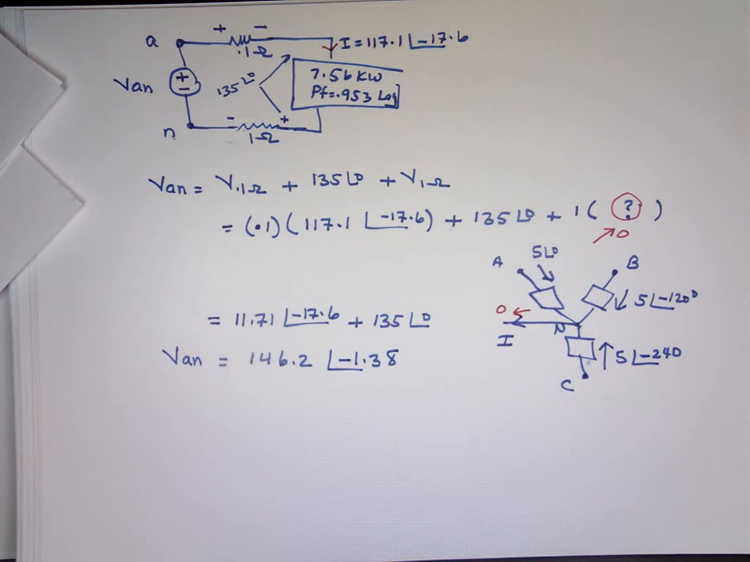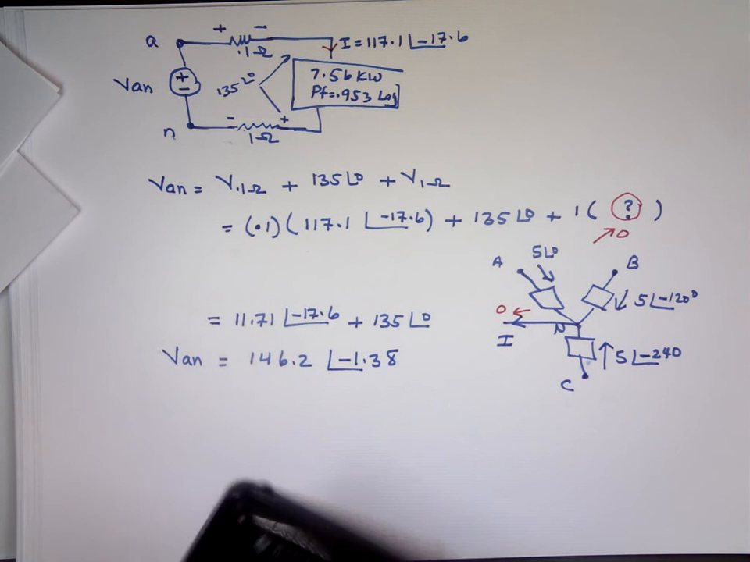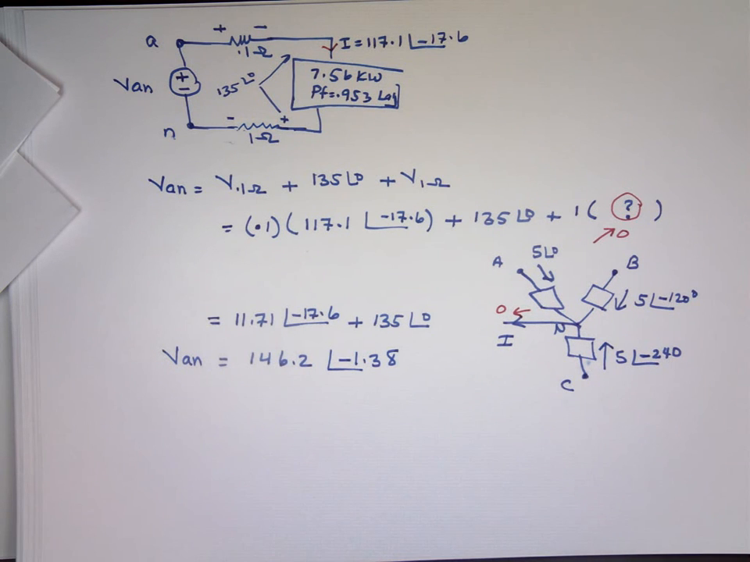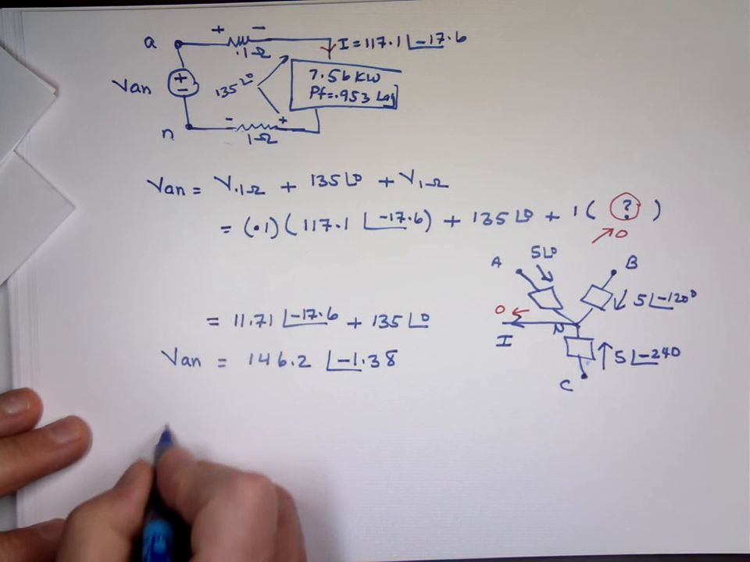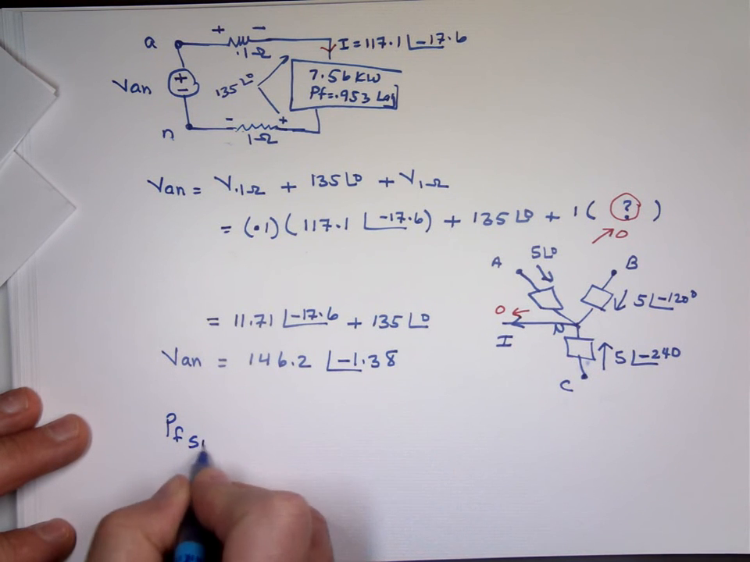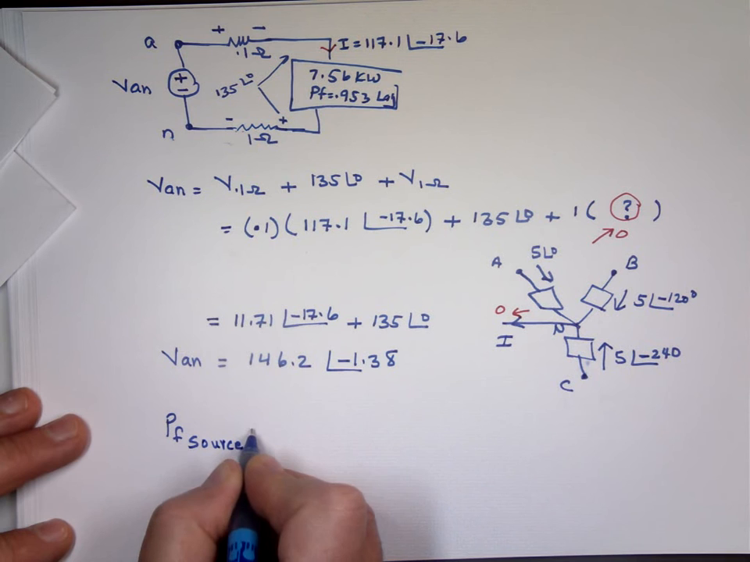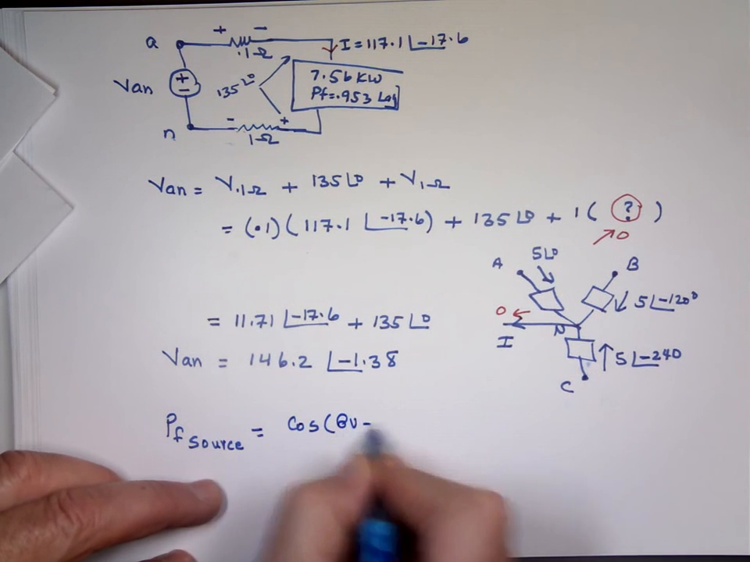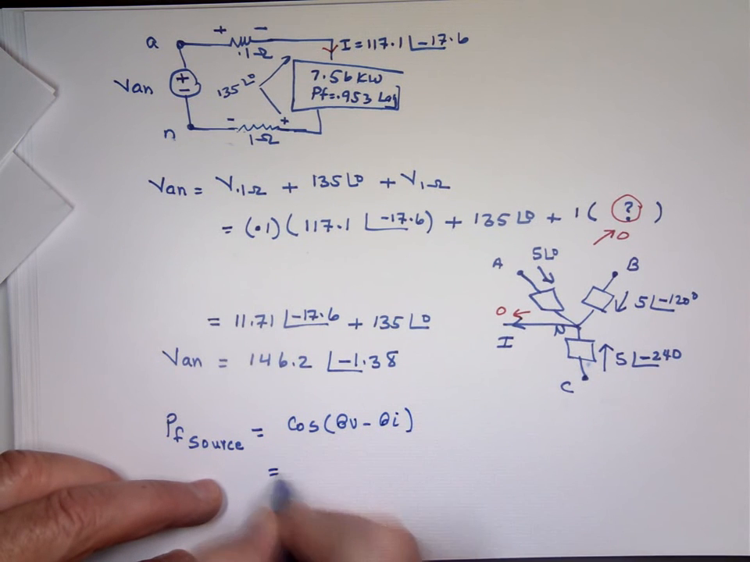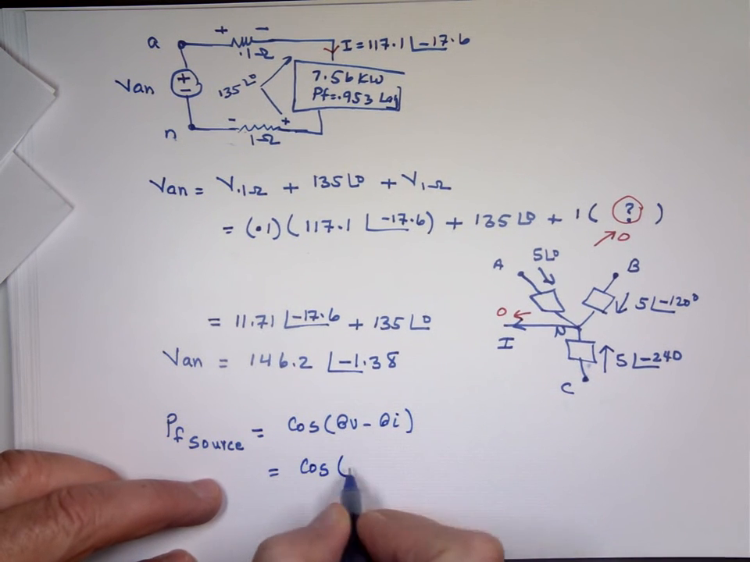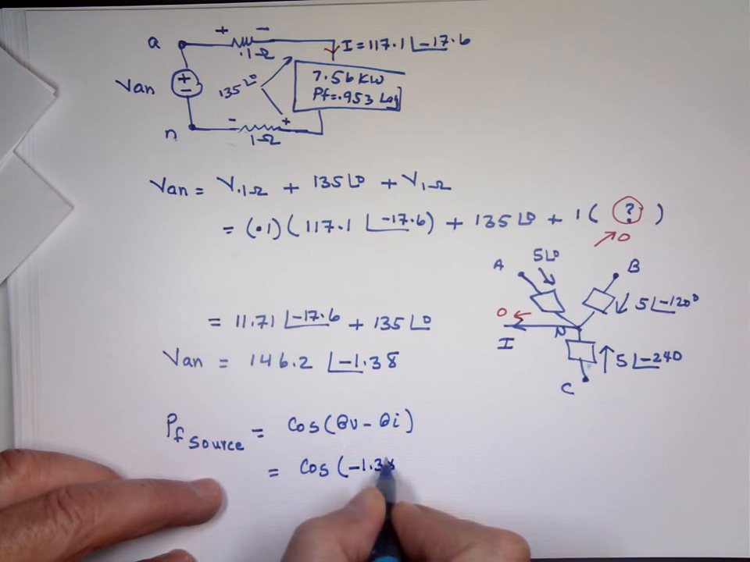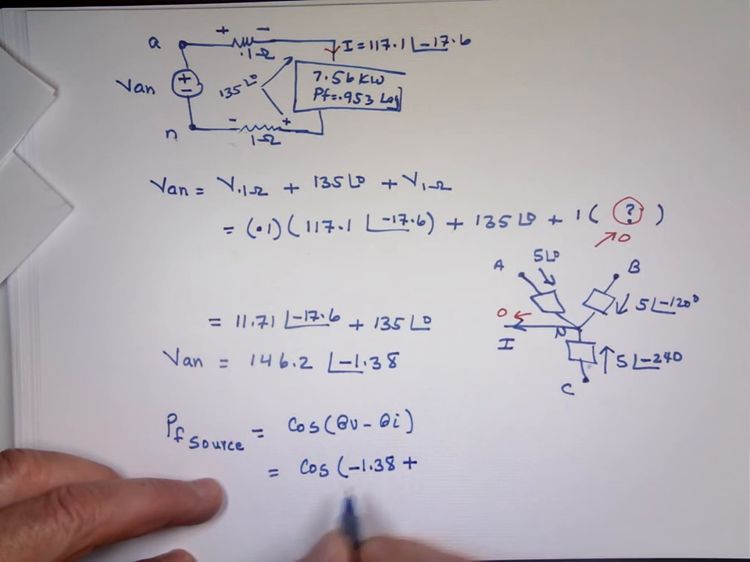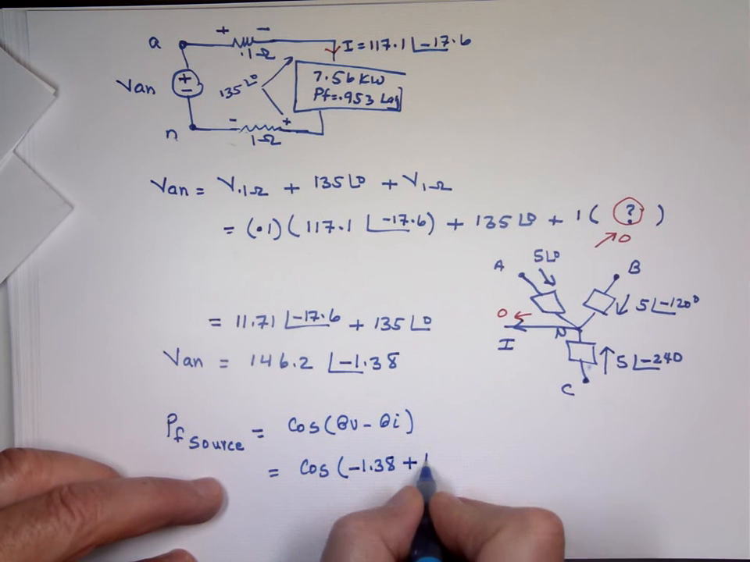Just a few points off. Just curious where the error is, because that's going to make the rest of the values a little bit wrong there. What is the power factor of the source? Isn't that cosine of theta V minus theta I, which would be cosine of theta V, which is negative 1.38, minus a minus, that's plus theta I, which is 17.6.